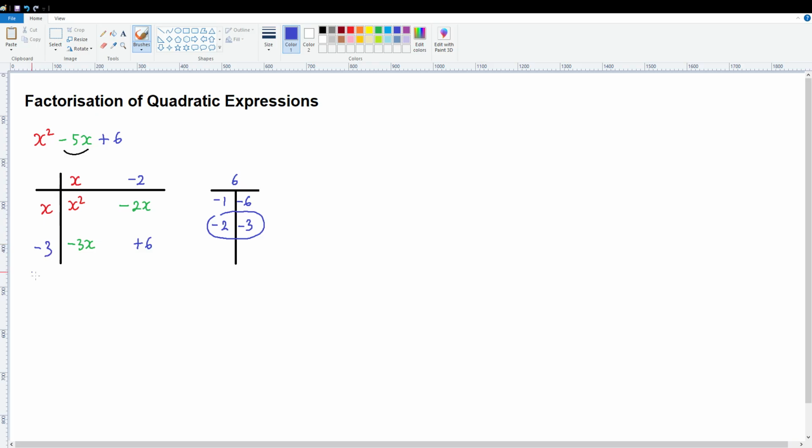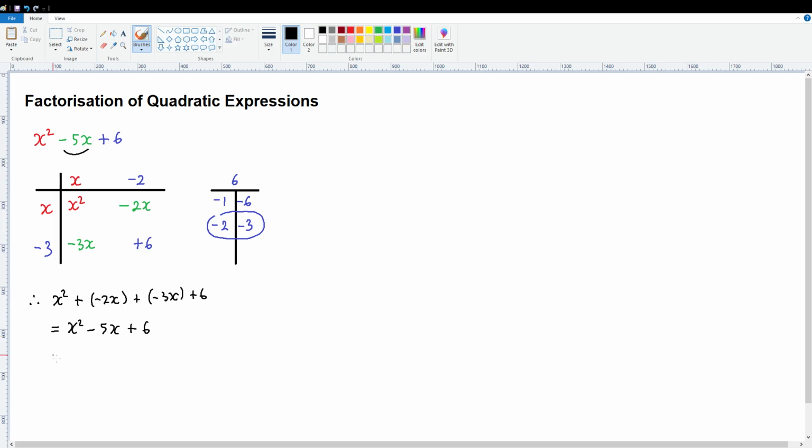After you finish with this, you need to make sure our expression is correct in this table by checking. You need to check by adding all these expressions first. So we have x squared plus minus 2x plus minus 3x plus 6. By adding all these expressions, we can simplify it and it becomes x squared minus 5x plus 6. So our factors in this table are correct.